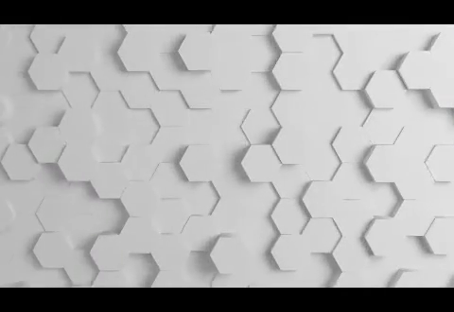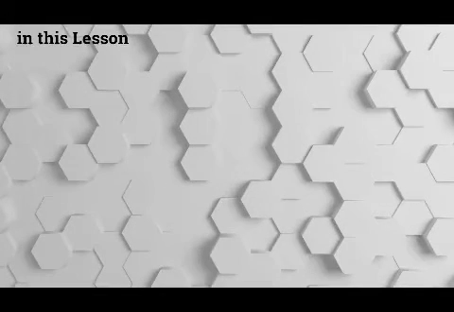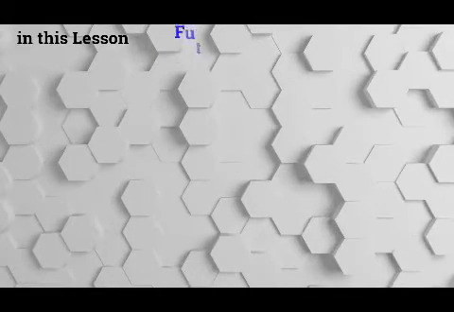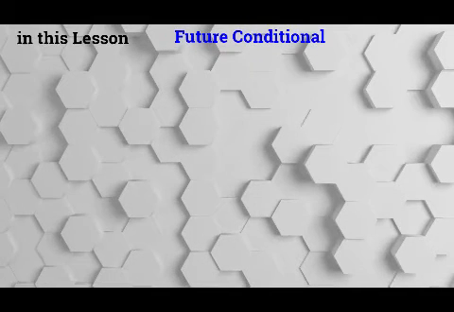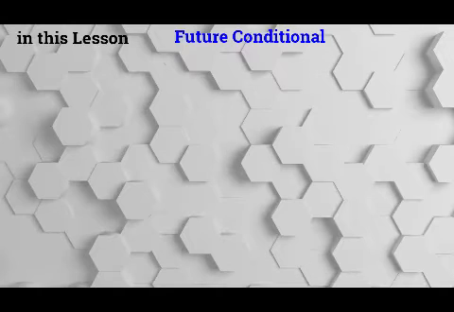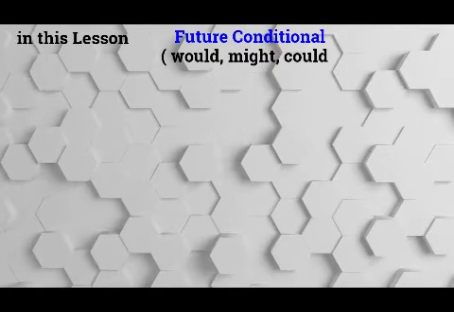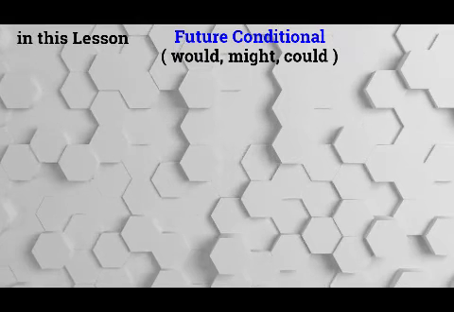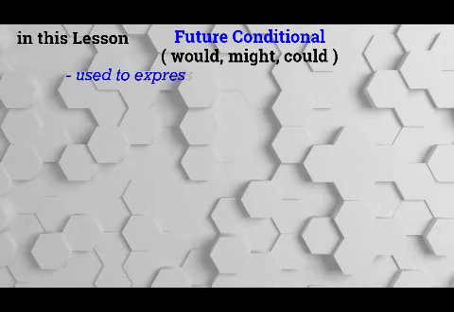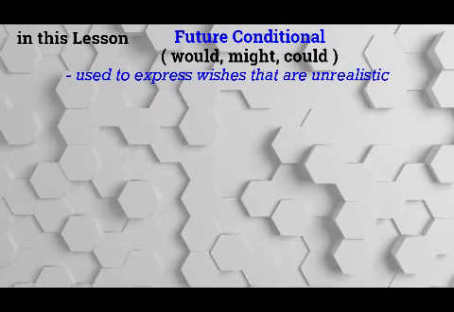In today's lesson, we are still dealing with verbs and tenses. This time, we are looking at the future conditional. Here, we have helping verbs like would, might, could. We use the future conditional to express wishes that are unrealistic.